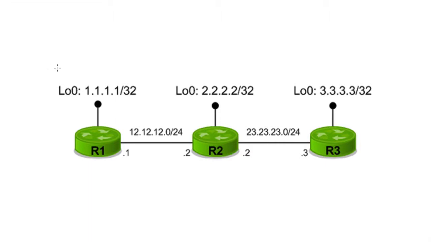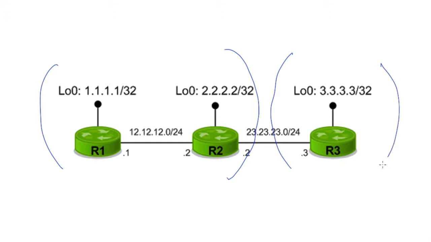We have our three routers, and now they're all in a single area. But what we want to do is have them in two areas, for example. We want to put router 1 and 2 in area 1, 2, and we want to put router 3 in area 3. What's going to happen here is that we will need to add some configuration.